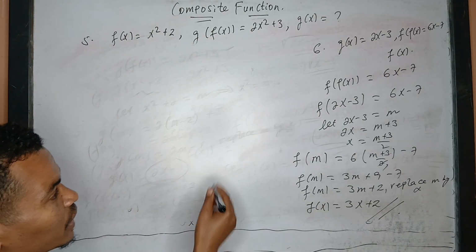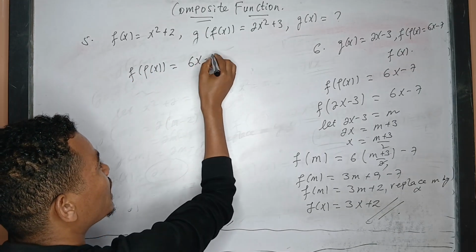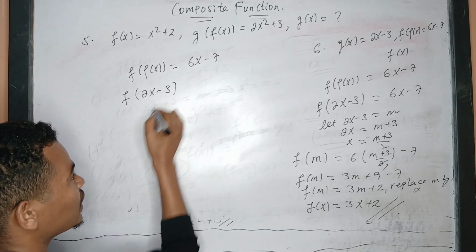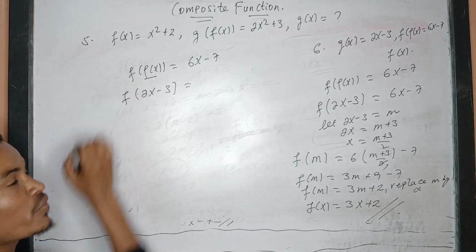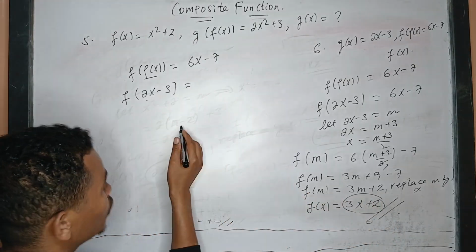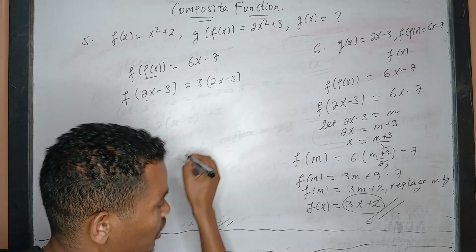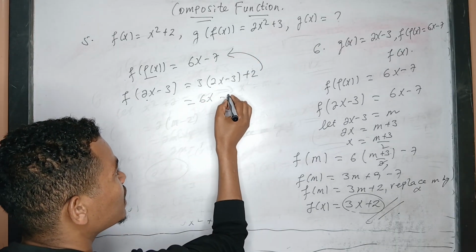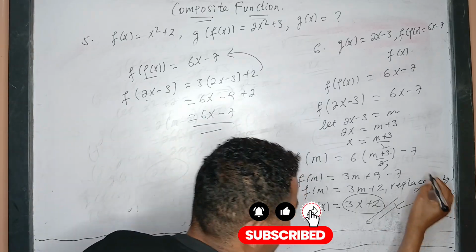If you want to check again, given that f of g of x is equal to 6x minus 7. f of g of x is f of 2x minus 3, which means inserting g of x into the function f of x. f of x is 3x plus 2. Substituting this function here, that is 3 times 2x minus 3 plus 2, this must come out. That is 6x minus 9 plus 2, which is 6x minus 7. So the answer is correct. That's all for today.